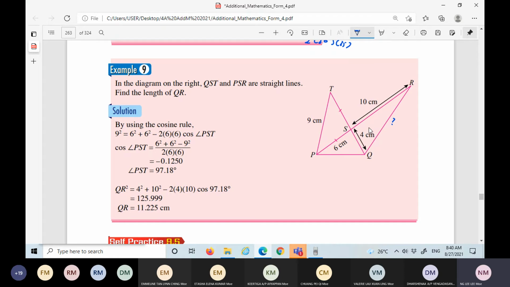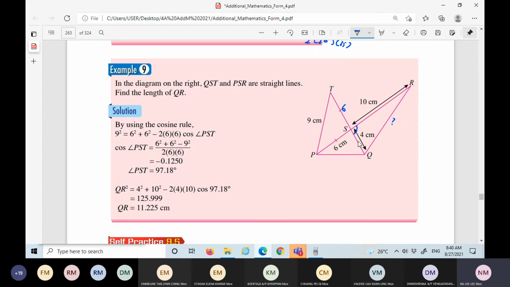How to do this question? First of all, here is 6, and this is the same length, so this is also 6. If I base on this triangle, there is nothing I can do because I only have two lengths and I don't have an angle. If I have two lengths and an included angle, then I can use the cosine rule to get this. So I have to find this angle.